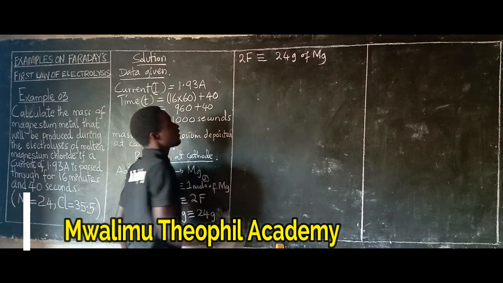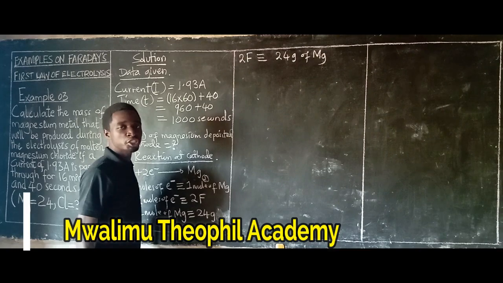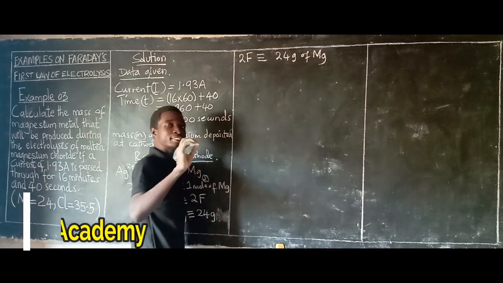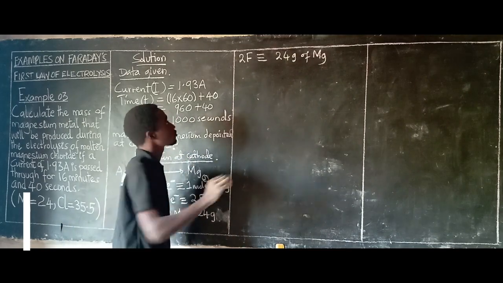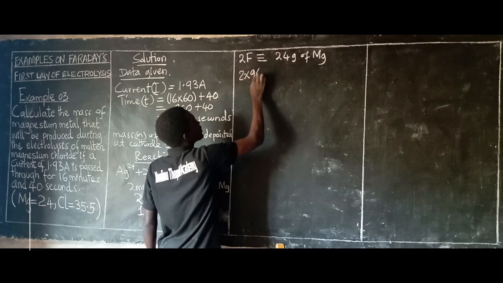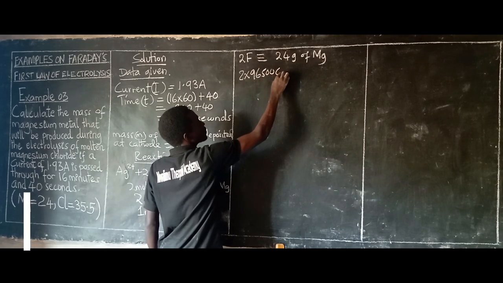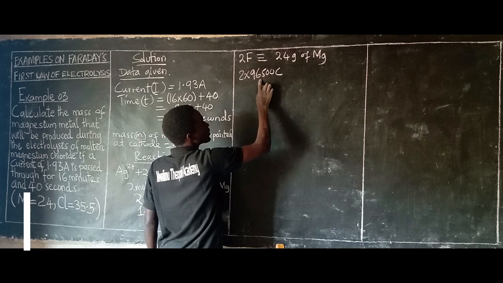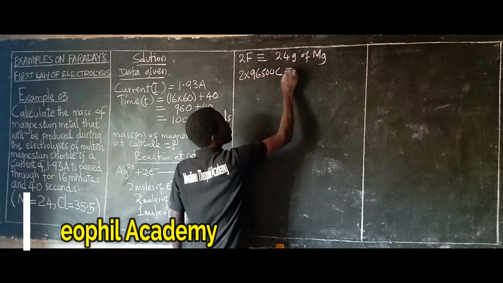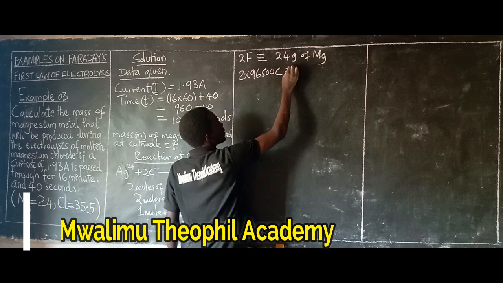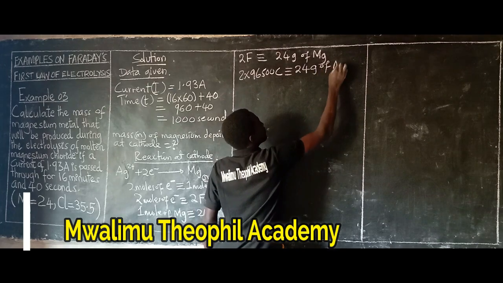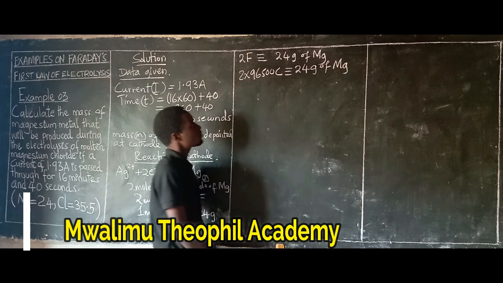Now, what is next? Here, let us change the Faradays into coulombs, I mean to charge. 1 Faraday is equal to 96,500 coulombs. So instead of writing Faradays, I am putting 2 times 96,500 coulombs. So 2 times 96,500 coulombs is equal to 2 Faradays. Now this will be equivalent to 24 gram of magnesium.